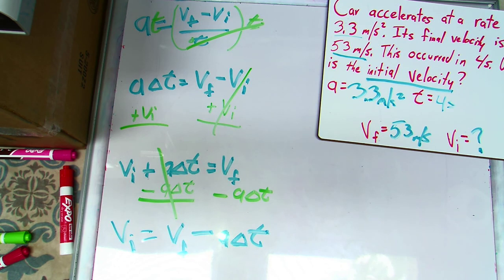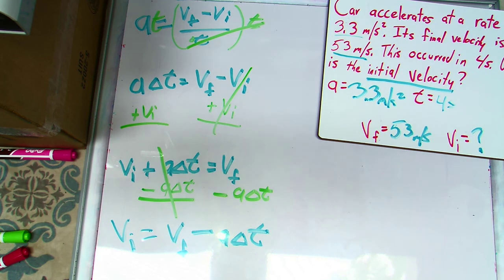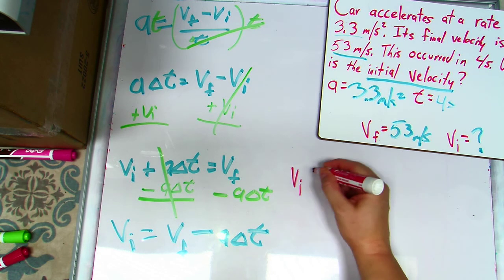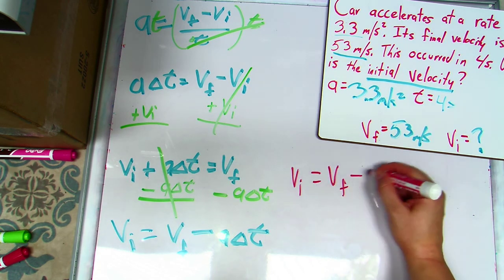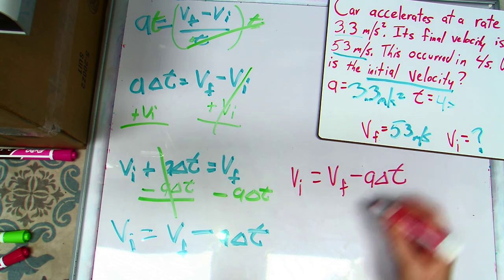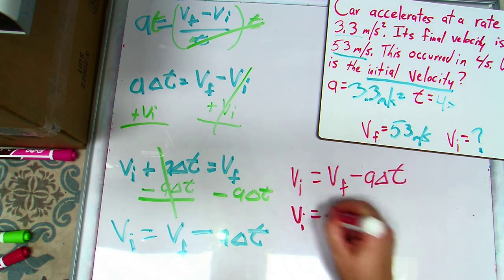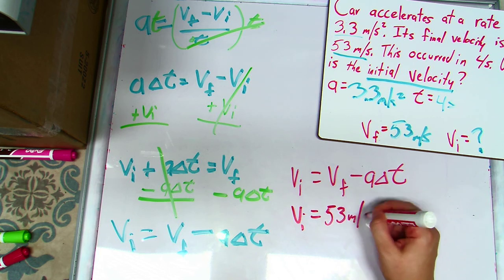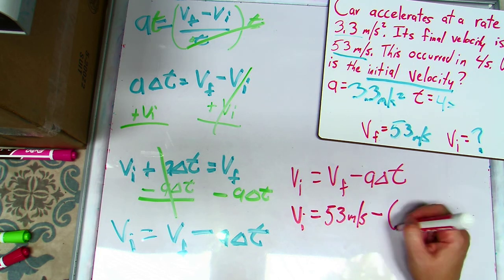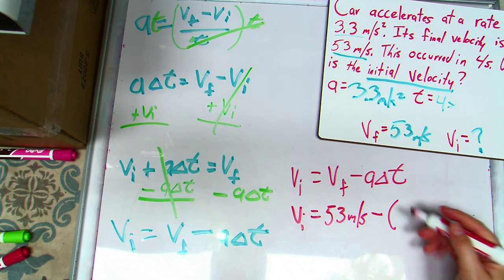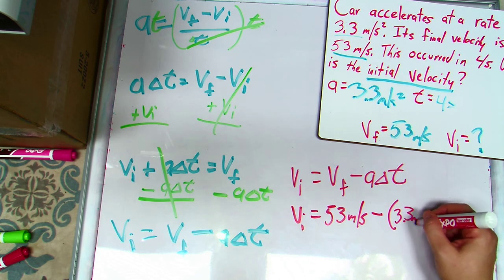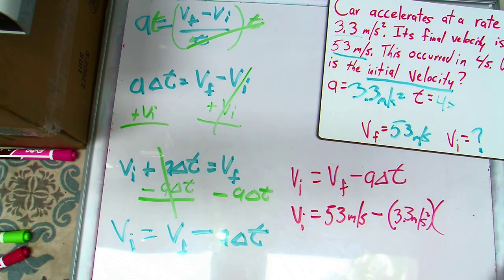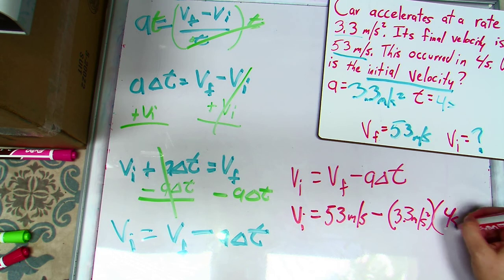Now that we have that all done, we can easily just plug it in. This we can work with. So we have VI equals VF minus A delta t. So the final velocity is 53 meters per second minus the acceleration, which is 3.3 meters per second squared, times the time, which is 4 seconds.